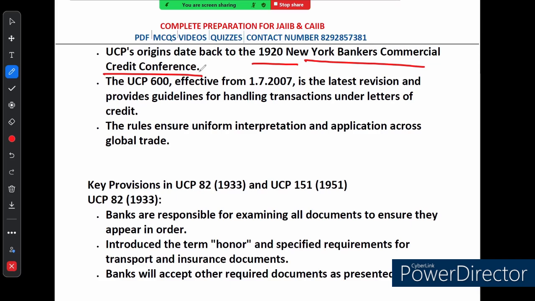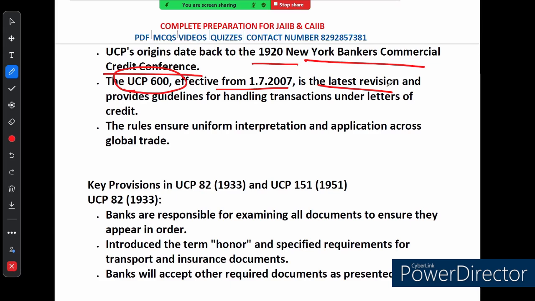The version of the UCP we use today is called UCP 600. It came into effect from 1st July 2007. It is the latest revision and it provides clear guidelines on how transactions under a letter of credit should be handled. These rules are essential for ensuring a uniform interpretation and consistent application across global trade. No matter which country you are in, everyone follows the same playbook.